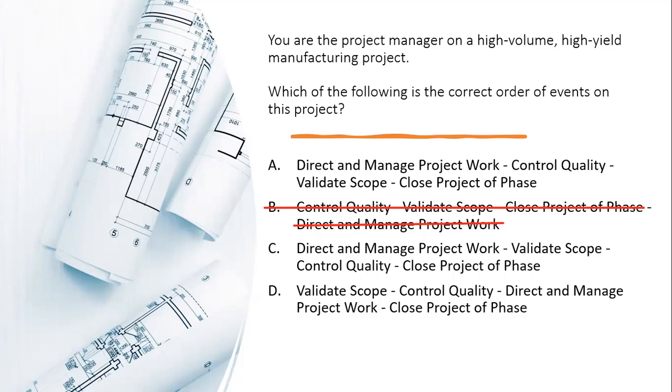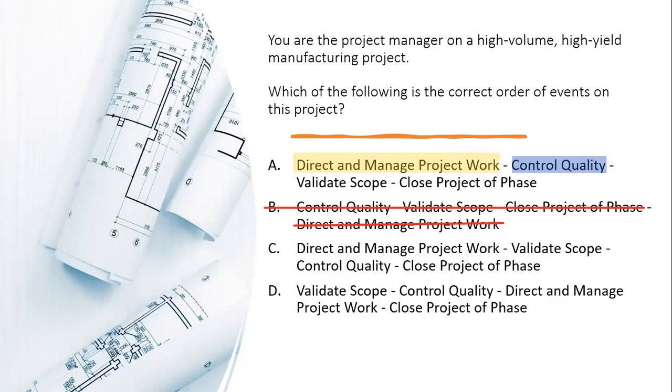Going a step further, we should also understand what happens in each one. So let's do that to eliminate some further options. Direct and manage project work is where the project work is being worked to create the deliverable. This is where you get the deliverable as an output. Control quality is where you are checking the product internally.